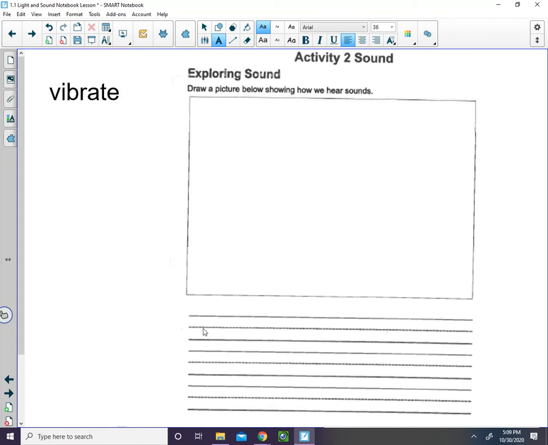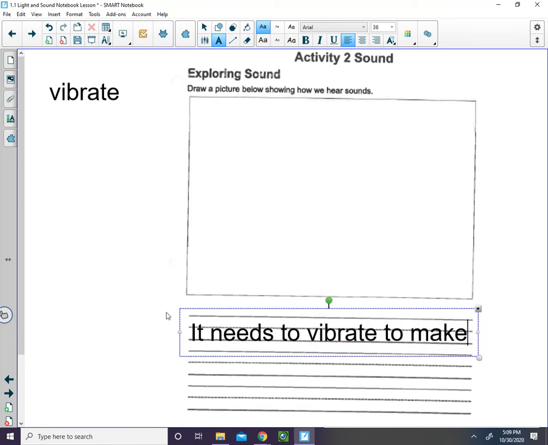So we're going to add an idea down here. It needs to vibrate to make sound. So for us to hear something, it needs to vibrate for us to hear that sound. So we have our sentence down here now. But now we need to draw a picture showing how we hear sounds. The big thing we want to remember is that we need to add vibrations.